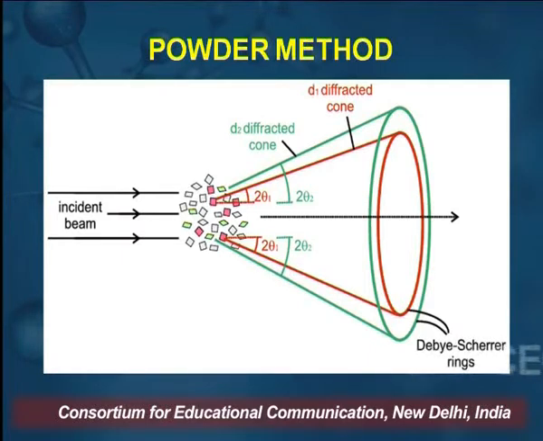Here in the powder method, the powder is prepared after grinding the crystal, and that powder is also known as mini crystals or polycrystals. The basic idea is that the incident beam falls upon a sample in the form of a powder, and here the diffraction takes place in the form of a diffraction cone, and the light is diffracted at an angle 2 theta, and that is recorded in this form, the Debye rings.